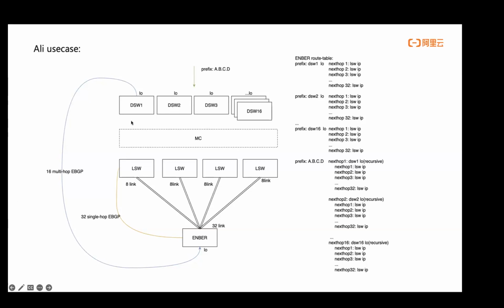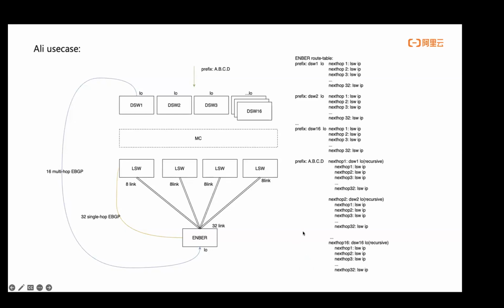And then a group of 16 DSWs. This switch is multiple hops away from RSW and ENBER, and it will have multi-hop eBGP neighbors with ENBER using the loopback IP address. So let's focus on ENBER. It will have 32 directly connected eBGP neighbors and 16 multi-hop eBGP neighbors.